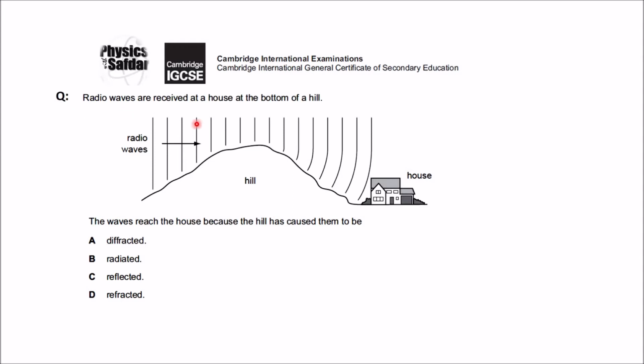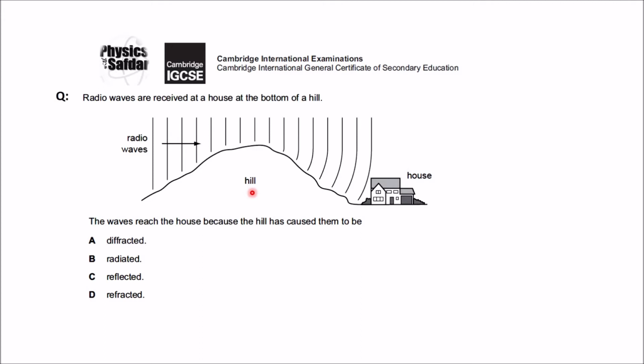Radio waves are received at a house at the bottom of a hill. The waves reach the house because the hill has caused them to be, and you have 4 options. You can see clearly you have these vertical lines. These are the wave fronts, and wave fronts are another way to represent waves. Radio waves, you can see, are traveling left to right. Here you can see one house, and in between you have a hill.